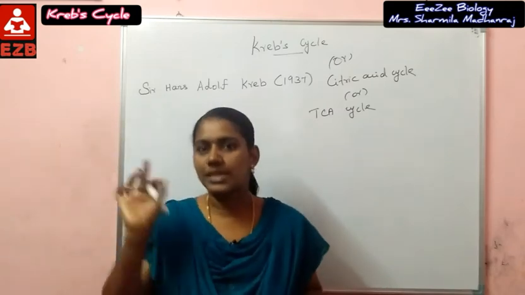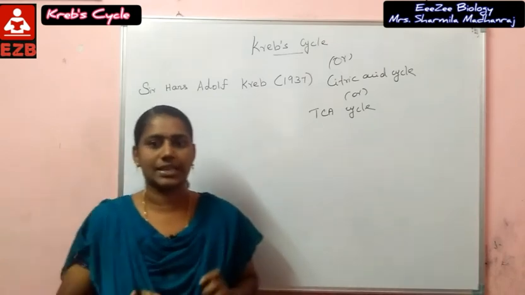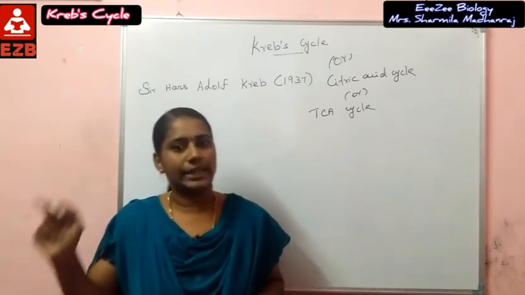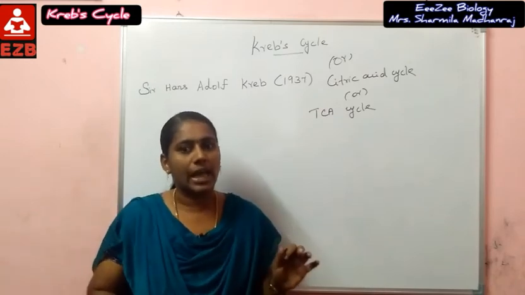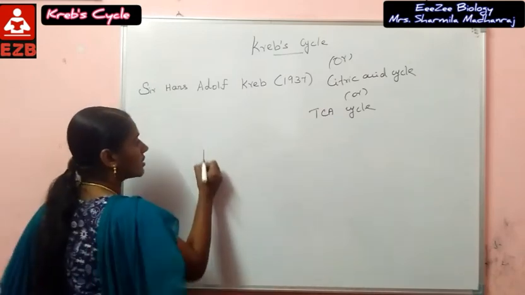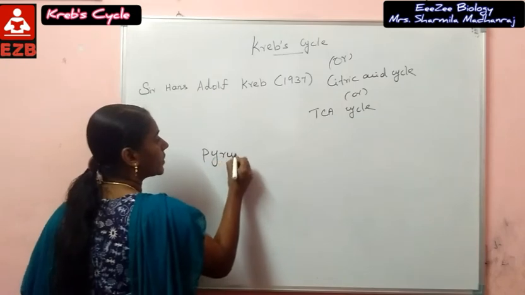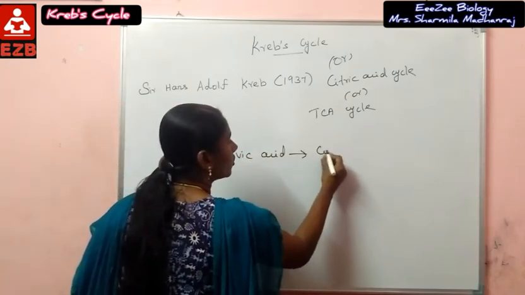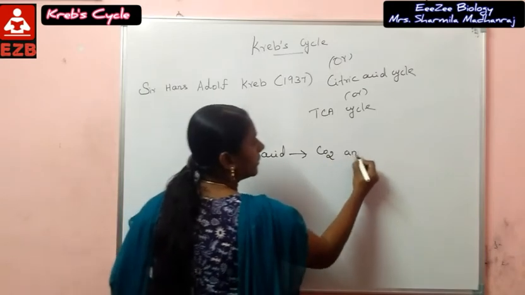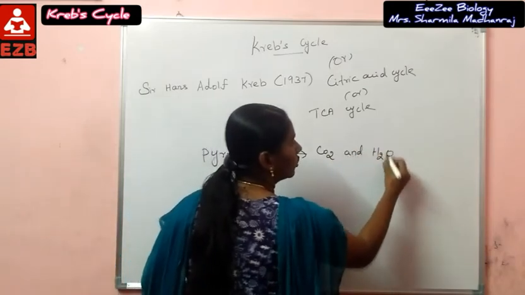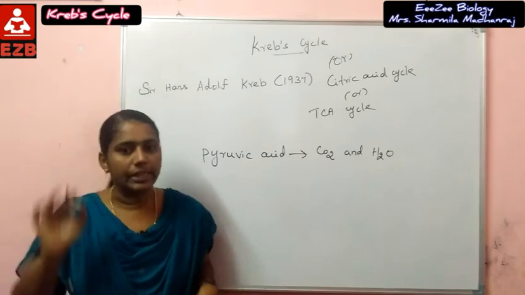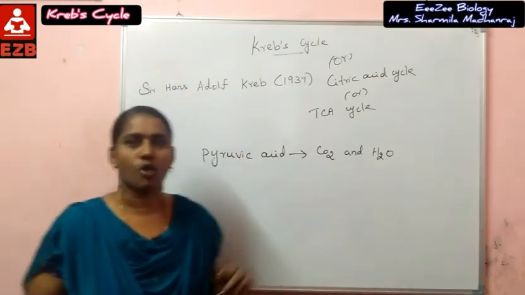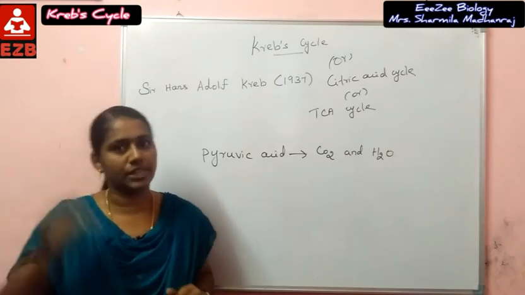Next, what is the Kreb cycle or TCA cycle? It is the series of cyclic reactions involved in converting pyruvic acid to carbon dioxide and water molecules in mitochondria. Now we are discussing the steps of the TCA cycle.